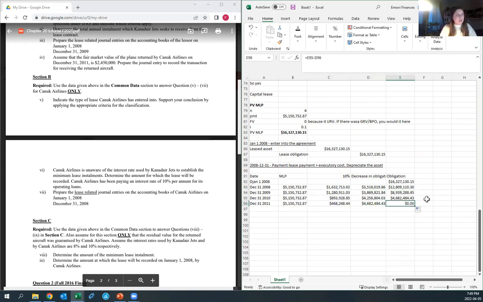All right, so here, the amount at the end is 0 because there was an unguaranteed residual value. If there was a BPO or a guaranteed residual value, then the amount at the end would be the amount of the BPO or GRV. So for the first payment, they're going to have an interest expense on December 31st, 2008 of 1.6 million. They're going to have a decrease in their lease obligation of 3.5 million. They're going to have executory costs of 132,000. And they're going to have a decrease in cash for the sum of all of those, which is the 5.282 million that we found earlier.